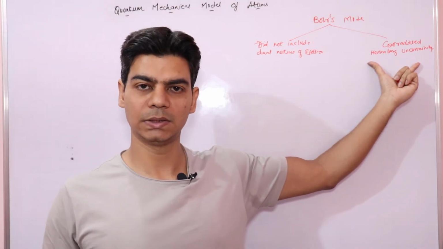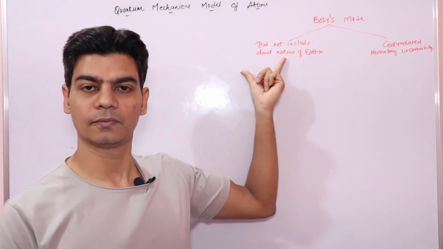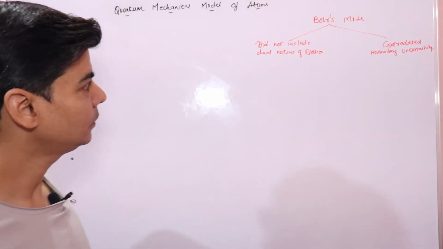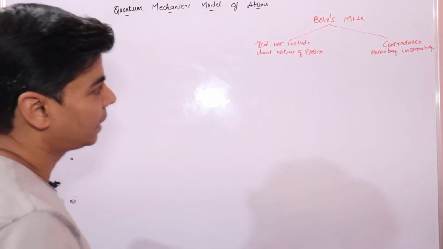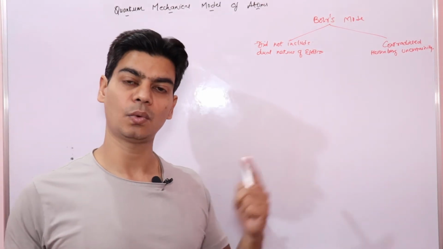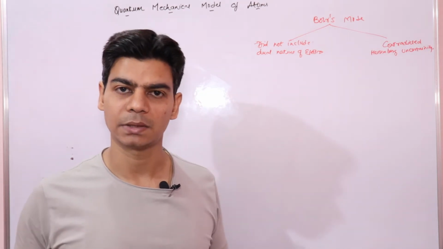Now we need a new theory or a new model of atom that should not contradict the Heisenberg uncertainty principle, and it will include the dual nature of electrons. So the new model of atom would be the quantum mechanical model of atom. Why do we say it is quantum mechanical? Because this model of atom is based on quantum mechanics.